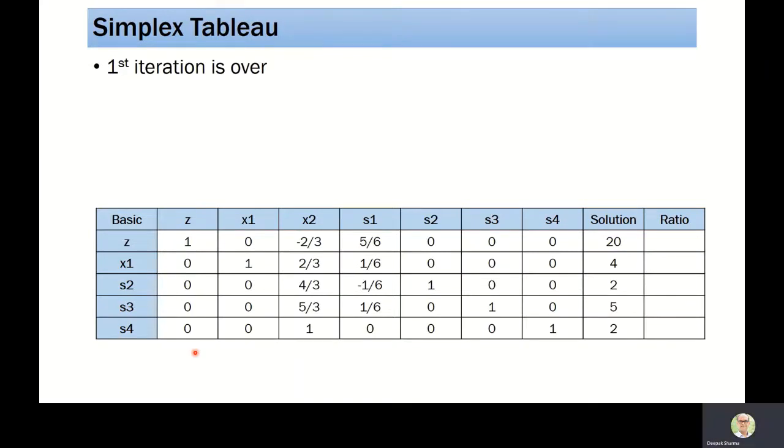So by this time, our first iteration is over. What we did is we found the entering variable as X1. We found S1 as a leaving variable. Then we change the row corresponding to X1, and then we change the coefficients of rows Z, S2, S3, and S4. So these are the changed coefficients.